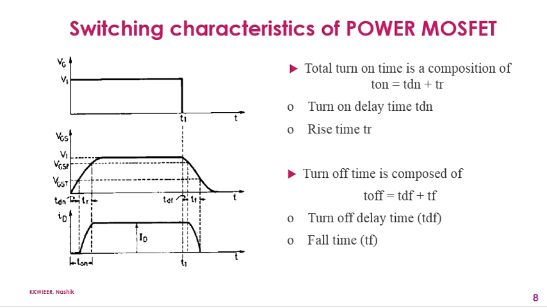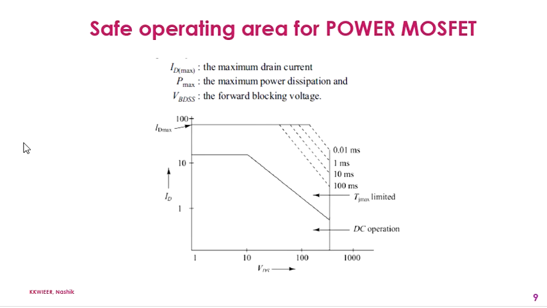Now what is the safe operating area for this power MOSFET? The SOA, that is the safe operating area, defines the limit of operation of the device on the ID versus VDS characteristics as shown here. The following parameters can determine the safe area of operation of this power MOSFET: ID max, that is the maximum drain current, P max, that is the maximum power dissipation, and VBDSS, that is the forward blocking voltage. So let us see.